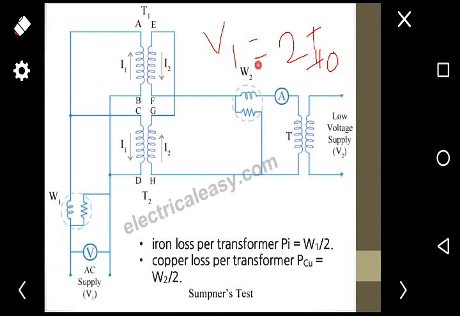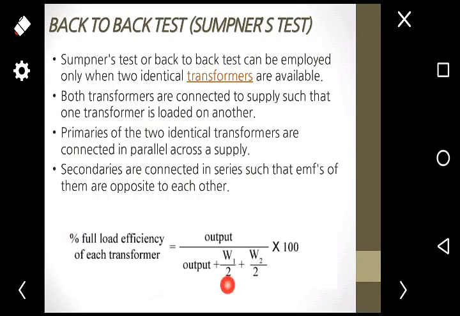W2 shows the total copper losses of the transformers, and the copper losses per transformer are given by W2 upon 2. This is the simple back-to-back or Sumpner test.